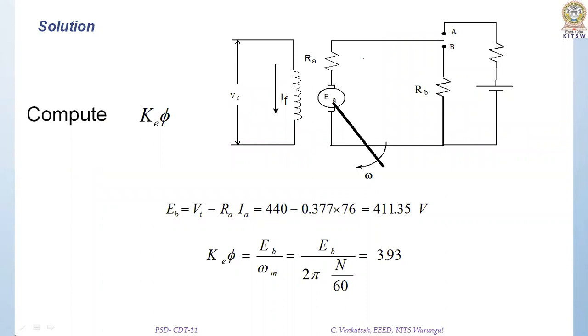Yeah. So this is the one. Initially, the switch is at the point A. Motoring operation was going on. This is applied voltage V or VT, and then you have the current. So during braking operation, the switch is moved to point B, and hence the braking resistance is included. So EB is VT minus IARA. From that, you can find the back EMF, and then calculate K into phi product. This is very much essential. Same steps for different problems. So its value is 3.93.